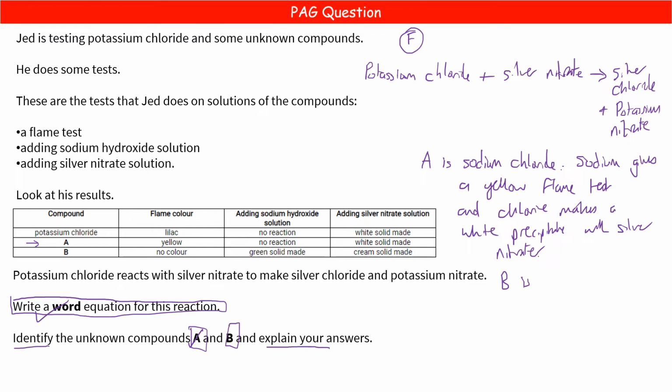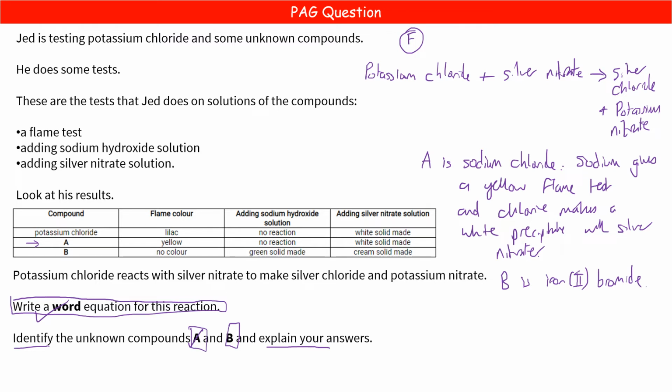But when we add sodium hydroxide, we make a green solid. Hopefully we remember that a green solid is iron 2. So it's going to be iron 2, and we make a cream solid with silver nitrate. So remember, that's testing for our halide ions, and if it's cream, it's bromide. So we can say that B is iron bromide.